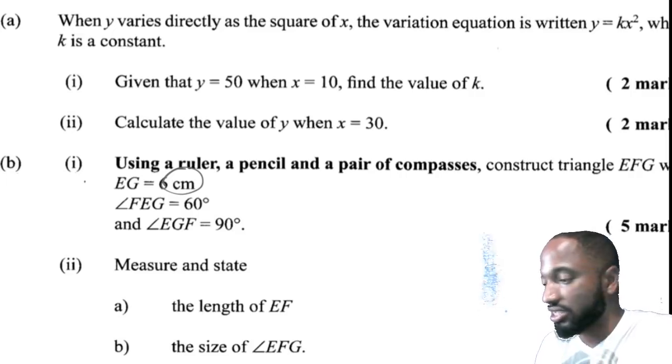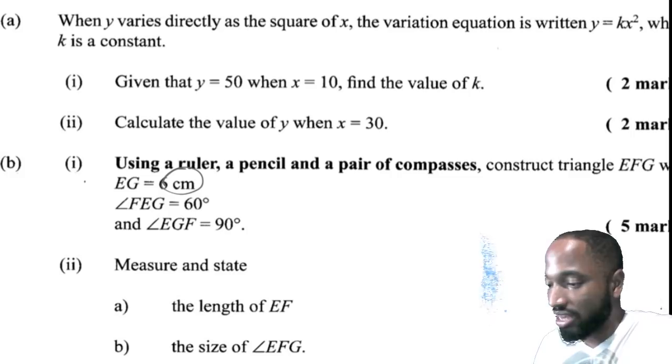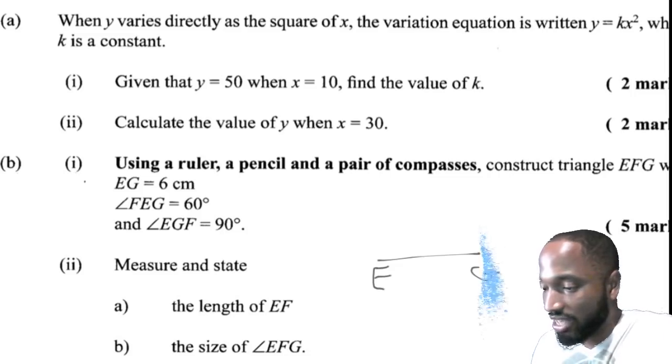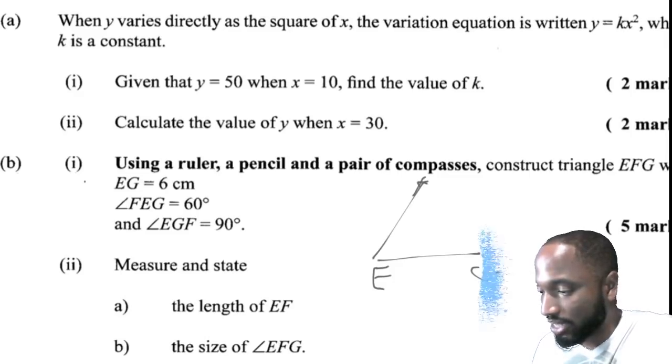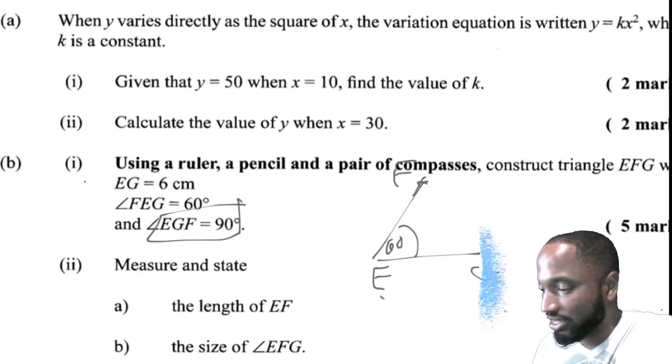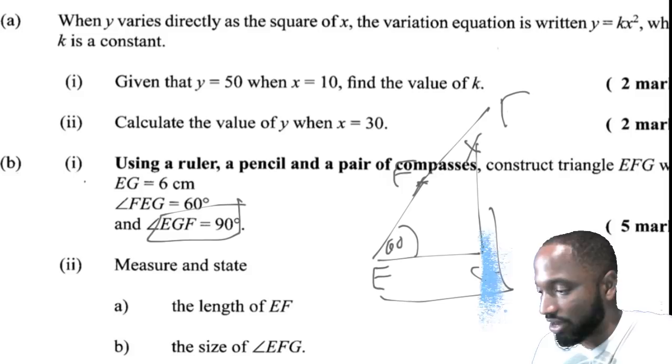So EG is 6. They already tell me it's a triangle EFG. EG is 6 and FEG is 60. The first thing I do is draw a sketch. So EG is 6, FEG is 60. So let me put F up here and make that 60 degrees there. So FEG is 60 and EGF is 90. Alright, so F had to be up here actually, because F had to make 90 degrees there.